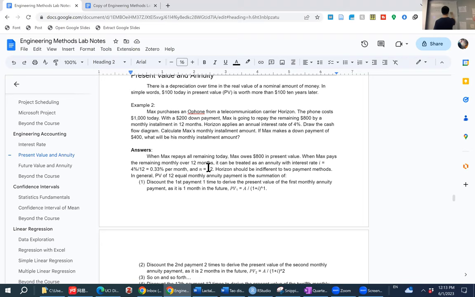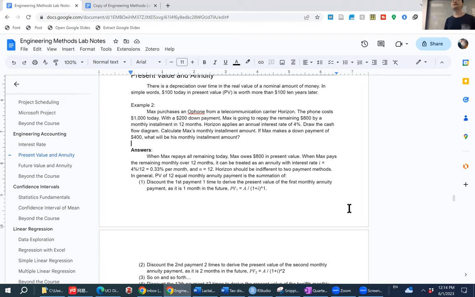Then with that, we need to find what we need to calculate. So the question asks for the installment amount. This is how much needs to be paid per month. And this is exactly annuity. Although it's paid by month, the concept is still called annuity.